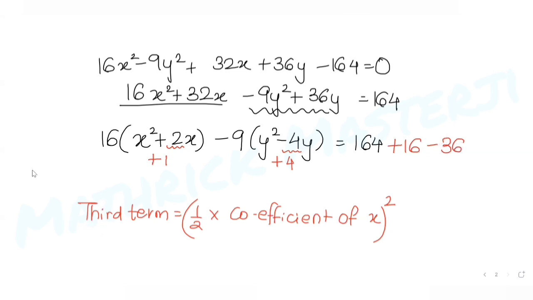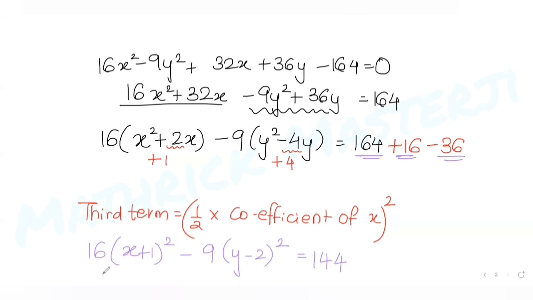Now I can write that as 16 times a square plus 2ab plus b square, which is a plus b the whole square, minus 9 times a square minus 2ab plus b square, which is a minus b the whole square. And this gives you 180 minus 36, which is 144.